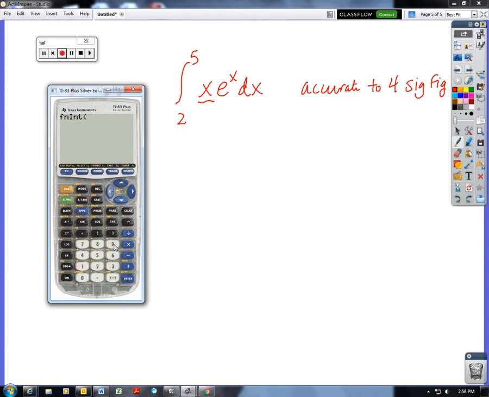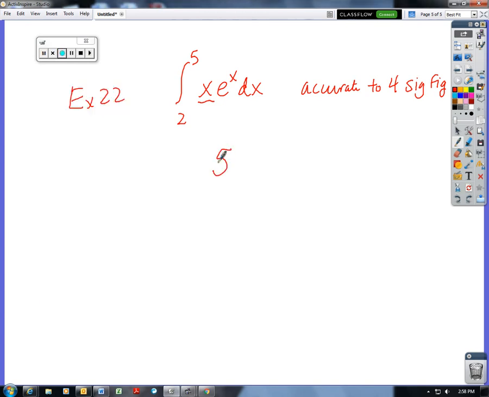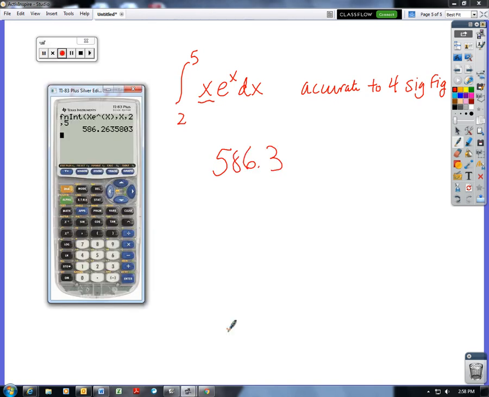You type in the integrand, x e to the x. And then you have to do a comma, and then x, because that's the variable, comma, and then your lower bound, comma, and then your upper bound. And then you can hit enter, and it will give you the value. And it's supposed to be accurate to 4 sig figs, so that means it's going to be 586.3. I'll bring that back up so you can see it.